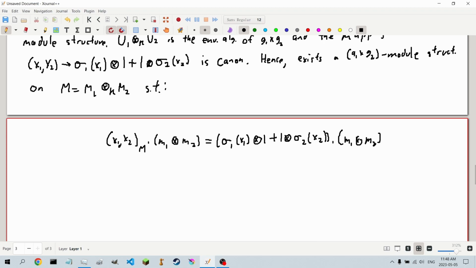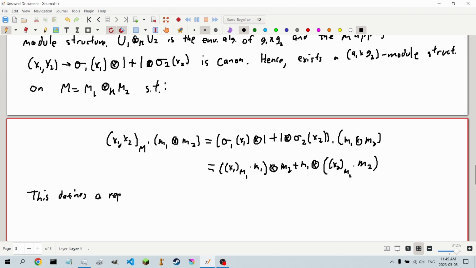Keep in mind this is just sending G1 times G2 to its enveloping algebra. And this is, of course, going to act as x1 in M1, acting on the first module element, tensor M2, plus M1 tensor x2 in M2 acting on M2. This defines a representation of G1 times G2 on M.